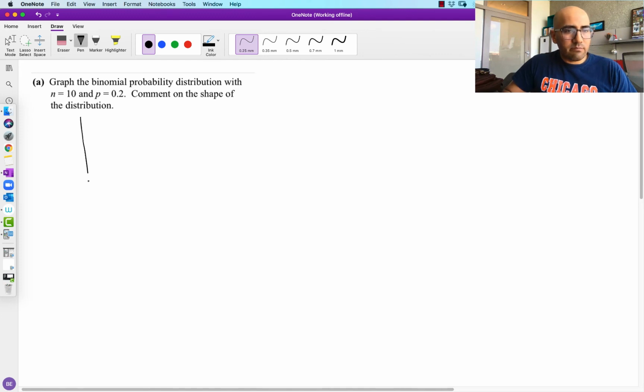So we're going to have this big table where the random variable x can take on the values starting at 0 all the way up to 10. So let's just do a couple of them.